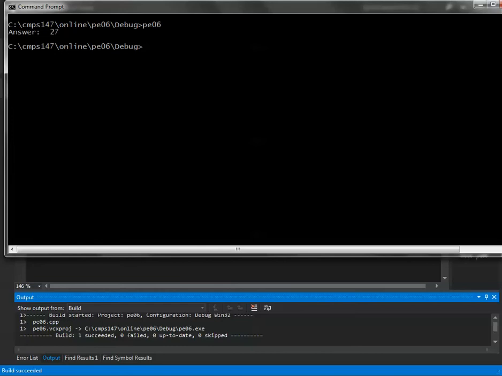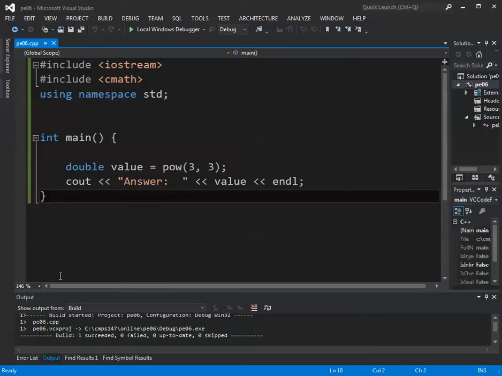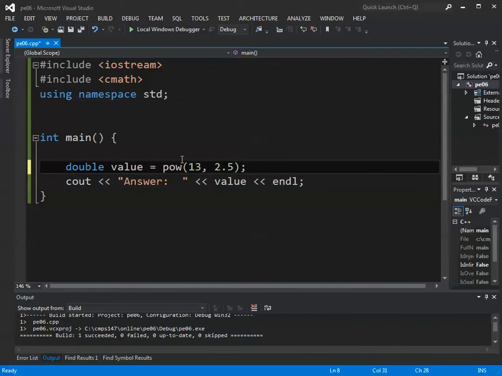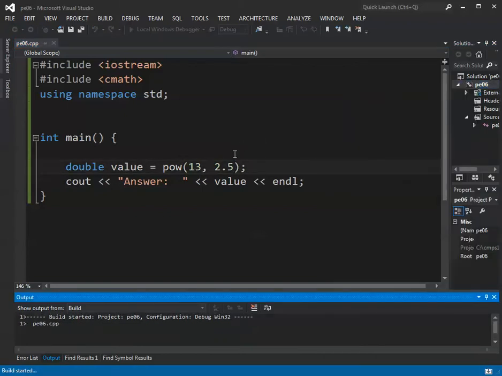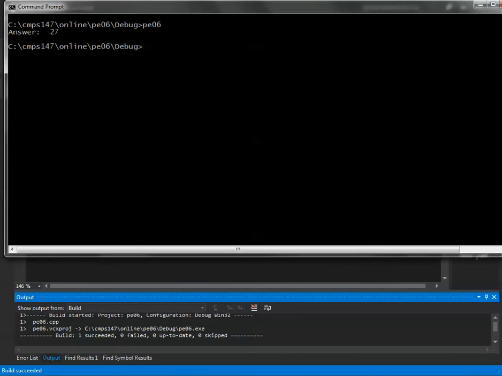Okay, and so we can see the answer is 3 to the third is 27. It's returning the correct number, and this can work for any values, right? So we can plug in anything, 13 to the 2.5 power, which is a much more difficult thing to get your head around and calculate in your head. But you can see that the power function can return it. So the answer of 13 raised to 2.5 power happens to be 609.